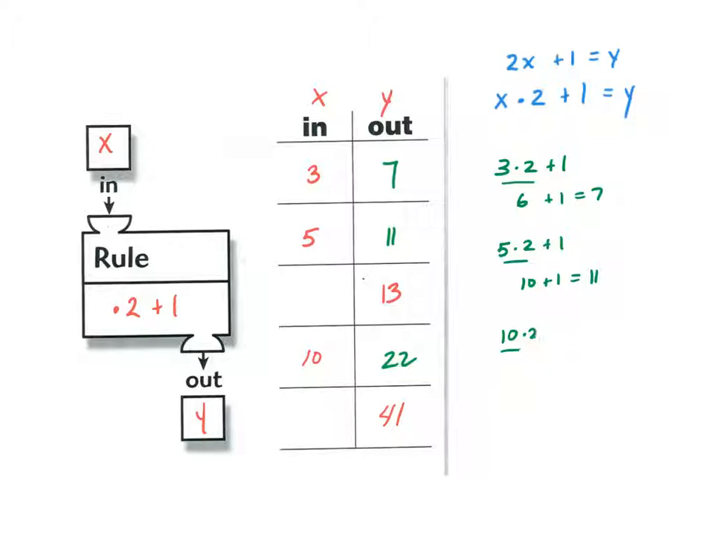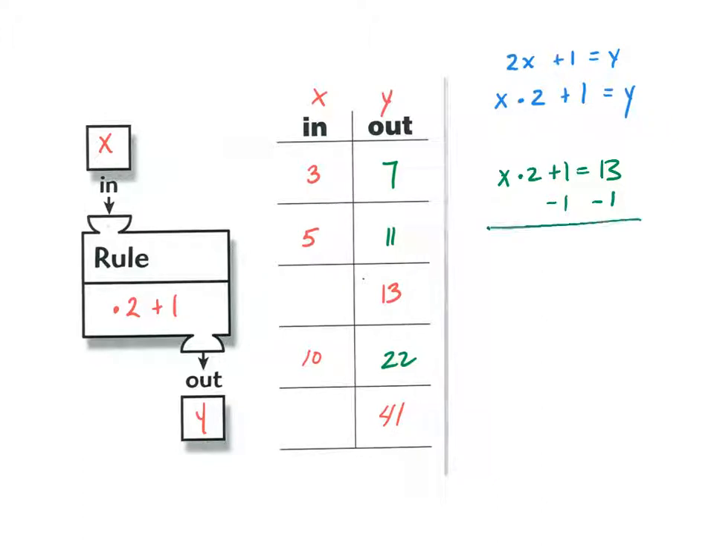And the missing parts that I have left are now where I have the outputs, the y's. So when I substitute them back into my equation, I am going to plug them in for the y. So when y equals 13, I have x times 2 plus 1 equals 13. To solve for this, I need to take 1 away from both sides. That leaves me with x times 2 equals 12. And the inverse of multiplication is division. So I can do 12 divided by 2, which gives me x equals 6.